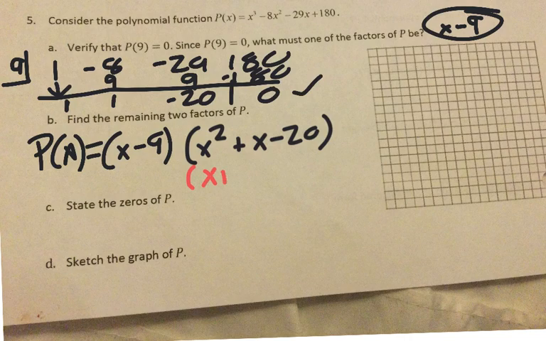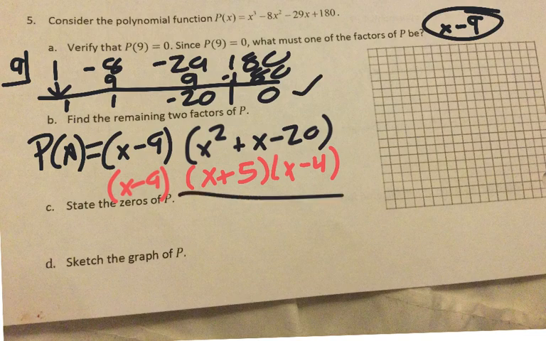Hopefully you can spot factor this as x plus 5 times x minus 4. Again, what multiplies to be negative 20 but combined is a positive 1. It's 5 and 4. And so my remaining 2 factors would be here, x plus 5 and x minus 4. What are the zeros? The zeros would be at 9, at negative 5, and at 4. You get that just from solving here.